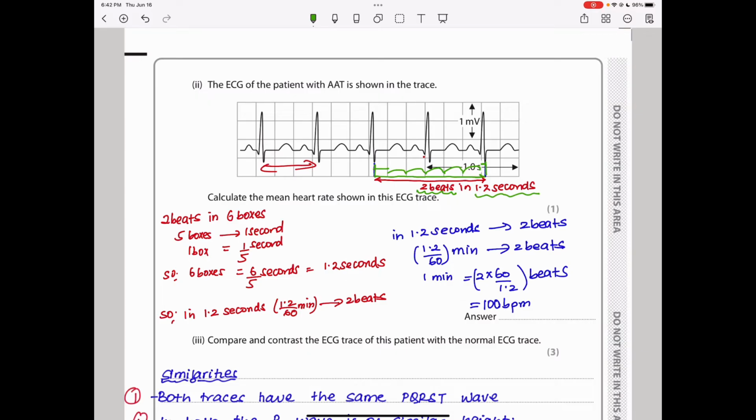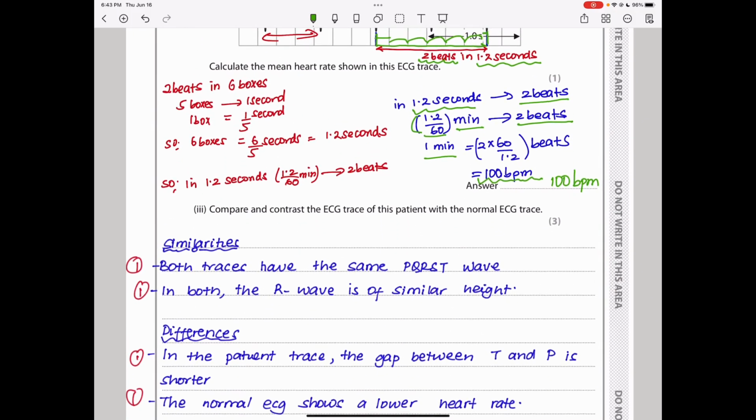So the rate I have is 2 beats in 1.2 seconds. So 1.2 seconds will give me 2 beats. And 1.2 seconds, if I convert that to minutes, I'll divide by 60. So 1.2 divided by 60 minutes will give me 2 beats. And therefore, 1 minute will give me 2 times 60 over 1.2, which gives me 100 beats in 1 minute. So the answer should be 100 BPM. That is the heart rate we can get.